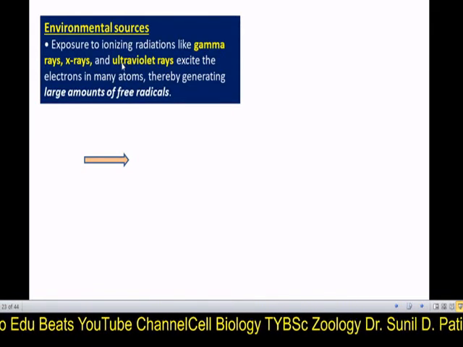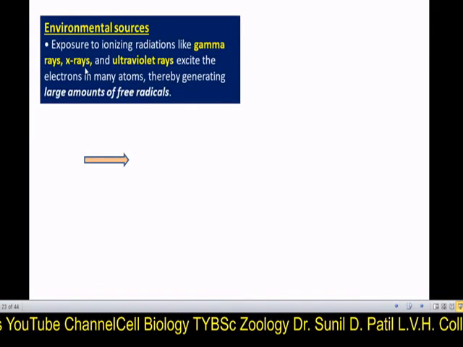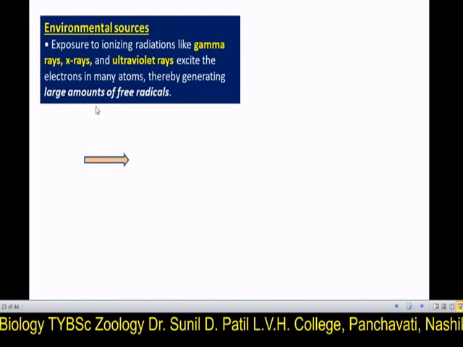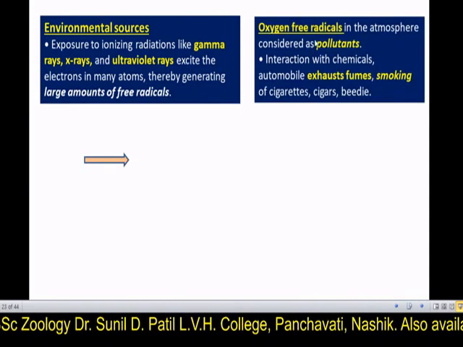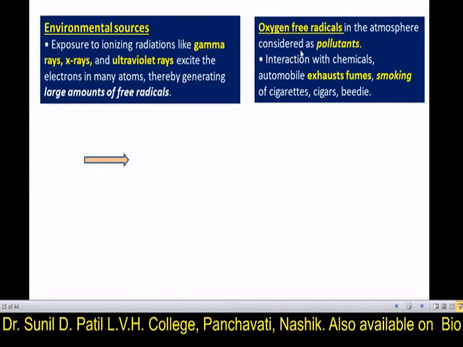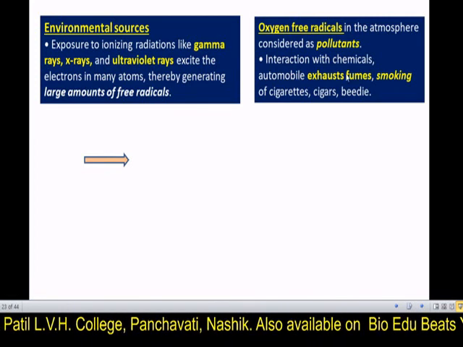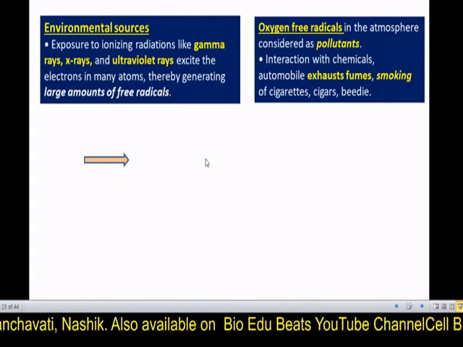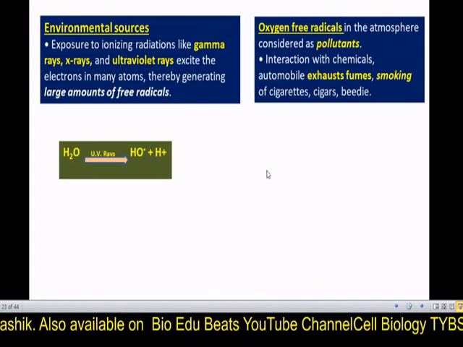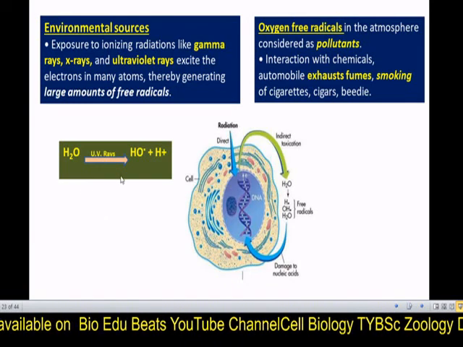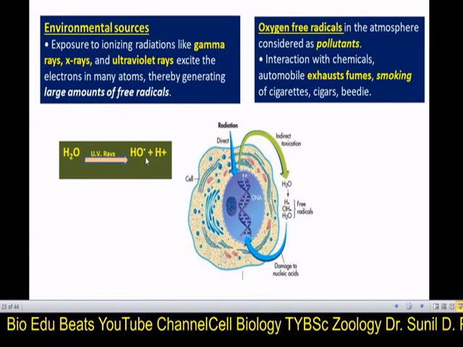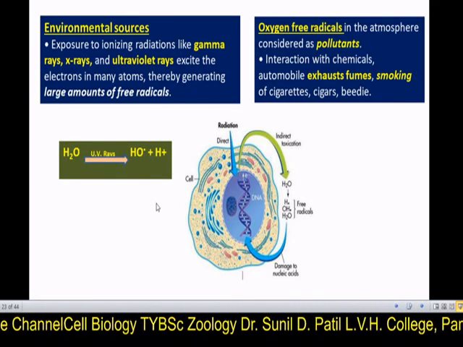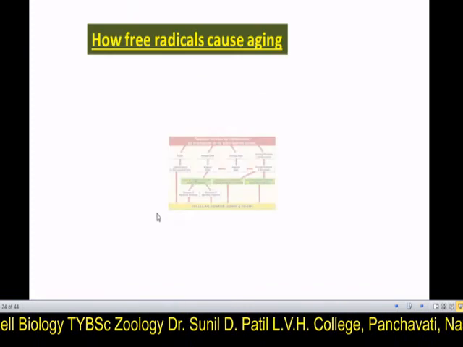Environmental sources: exposure to ionizing radiation like gamma rays, X-rays, and UV rays excites the electrons in many atoms, thereby generating a large amount of free radicals. Oxygen free radicals in the atmosphere are considered a pollutant. Interaction with chemicals, automobile exhaust fumes, and smoking of cigarettes, cigars or beedis cause oxygen free radicals in the environment. So H2O becomes a hydroxyl radical in the presence of UV rays. Water becomes this, and it causes the free radical.